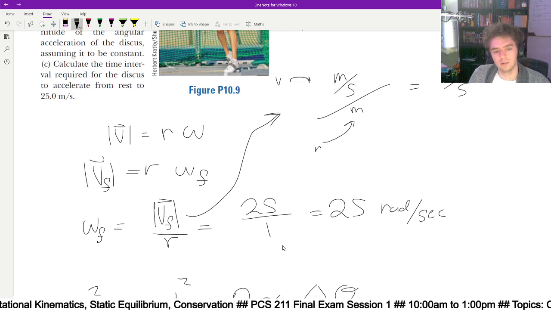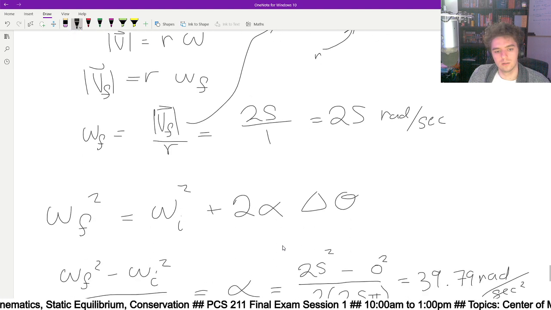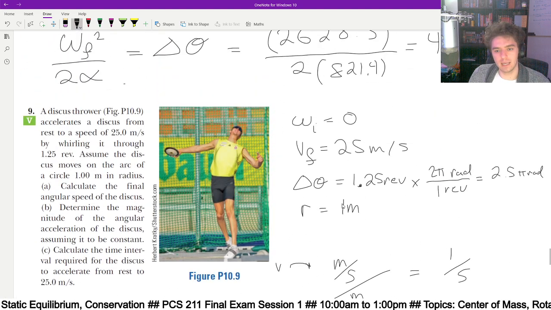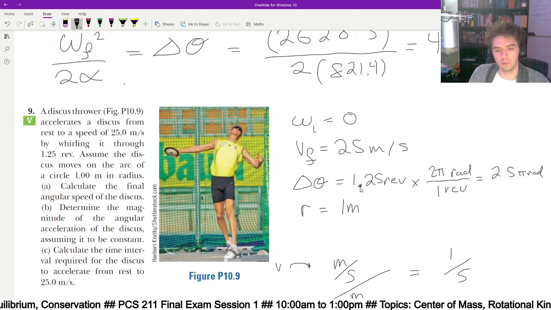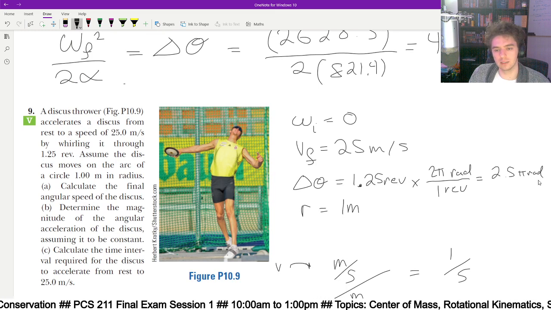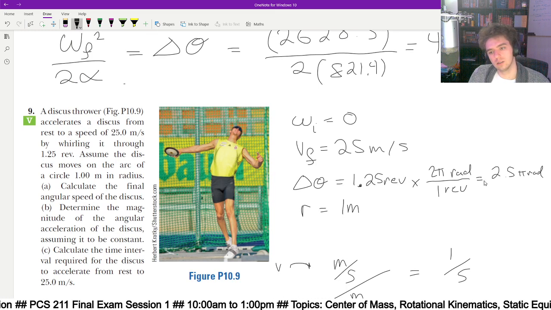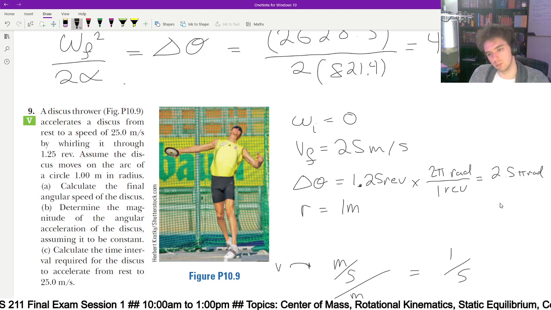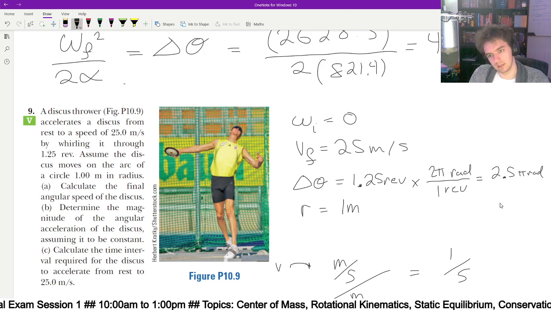Where did the 2.5 pi come from? 2.5 pi came from converting the 1.25 revolutions to radians. Oh, okay. Right, that's 2.5 pi radians.